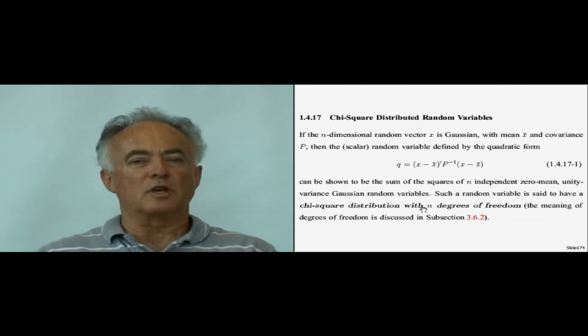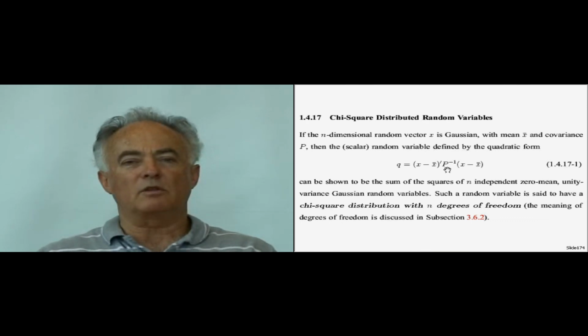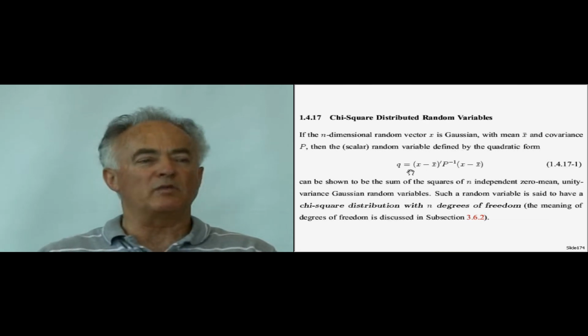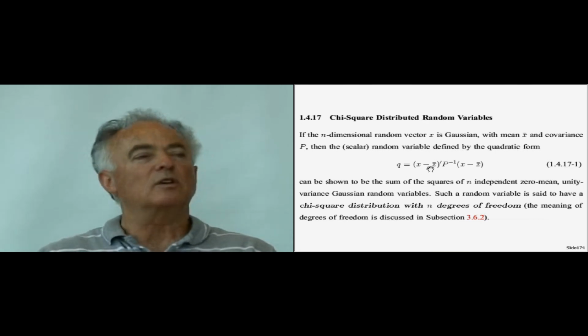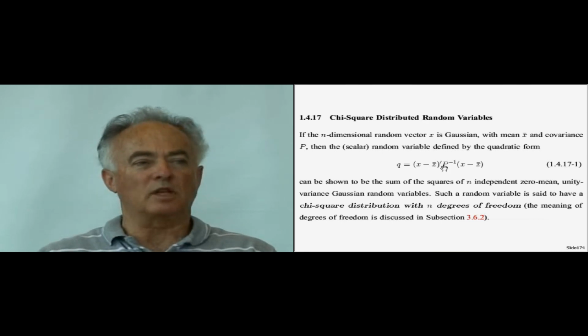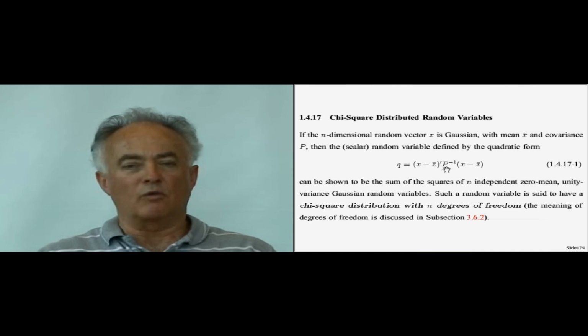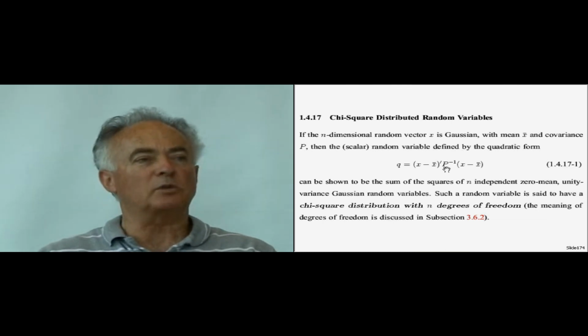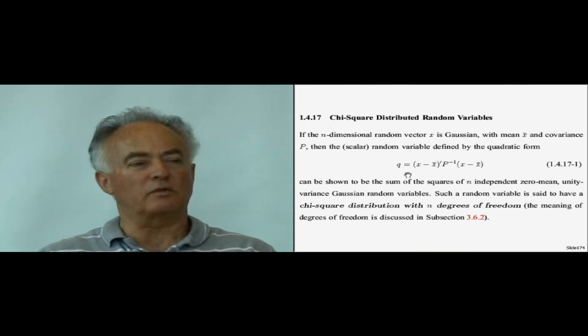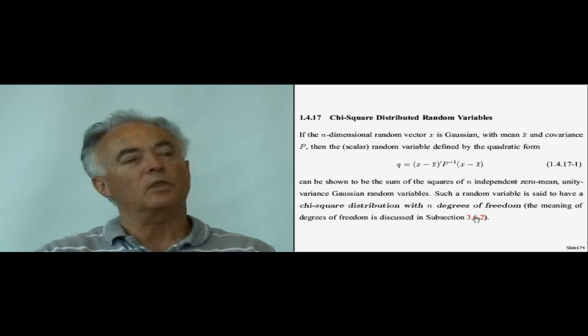So, take a single Gaussian, square it, divide it by its covariance after you subtracted the mean from it, and by its variance. If it's a scalar, you end up with a chi-square with 1 degree of freedom. Write a quadratic form of an n vector that is Gaussian by subtracting the mean and taking the quadratic form with respect to the covariance matrix of this random variable. You end up with an n degrees of freedom chi-square.